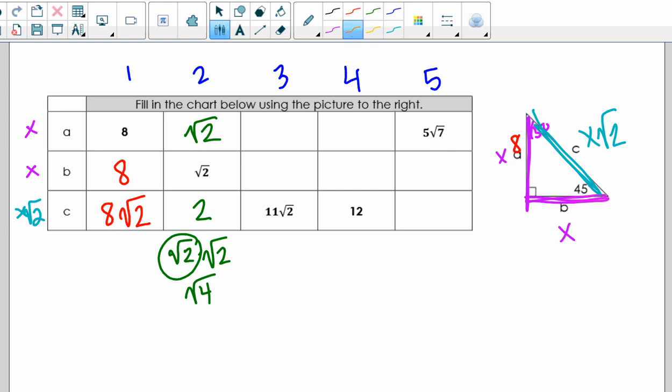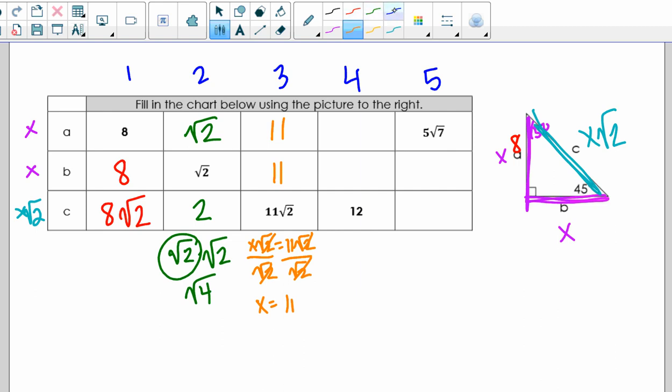For the next one, you're given side C. So that tells you that the x radical 2 side is equal to 11 radical 2. So if you go through to solve for x to find the a and b length, you're going to divide both sides by radical 2. Cancel those out. Over here, x equals, these are going to cancel out, 2, and x is 11. So a is 11, and so is b.